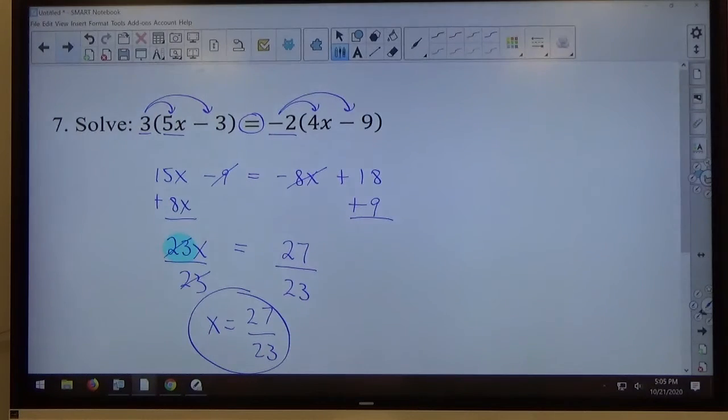If it reduced, you should reduce it. If it ends up being a whole number, you should do that. But 27/23 doesn't reduce.